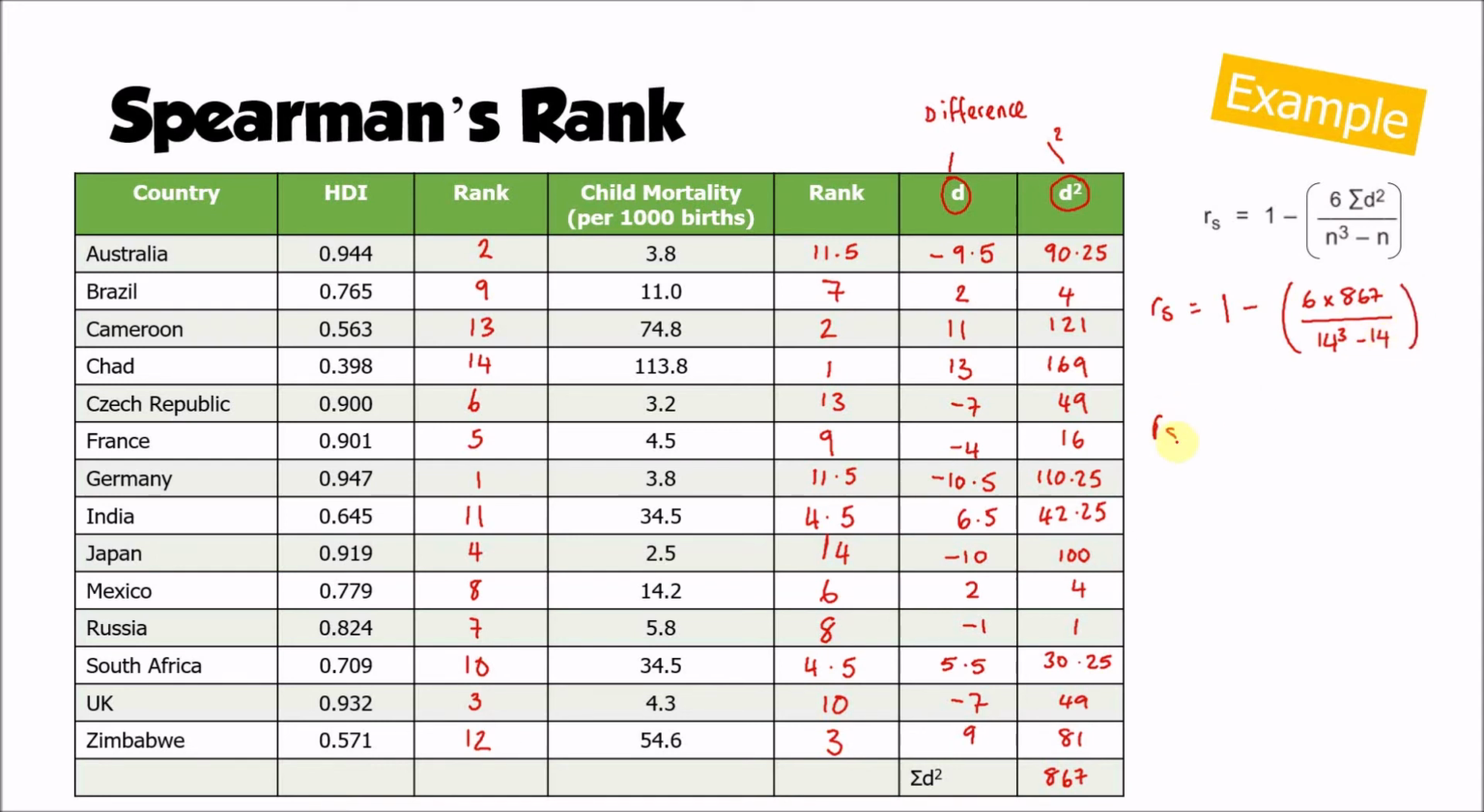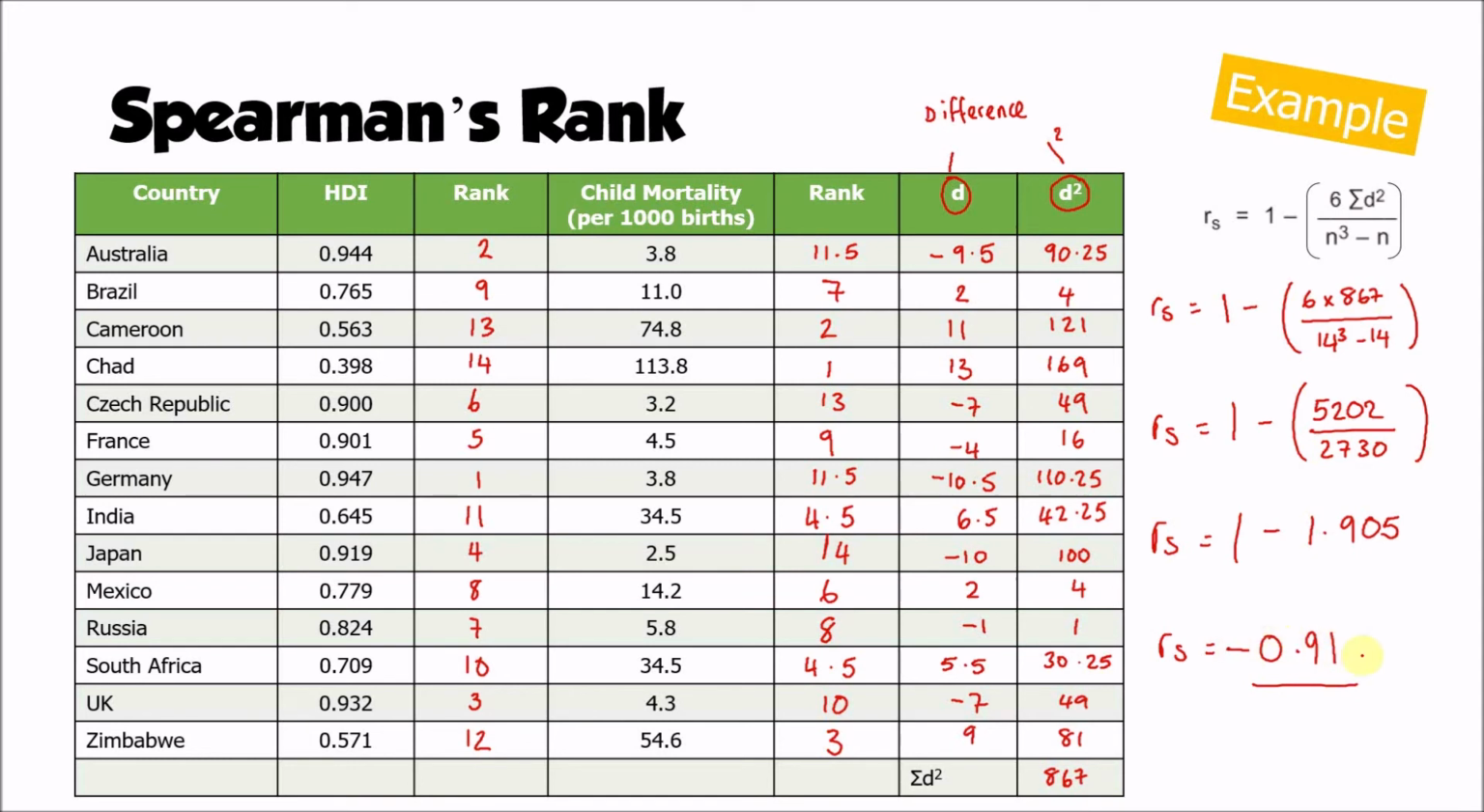We can take that in stages, so we can think about that as the same as doing 1 minus 5202 divided by 2730. So again, we can work out that bit in the brackets is 1.905, which means our overall value is minus 0.91, rounded to 2 decimal places. So that is the value of our Spearman's rank calculation.